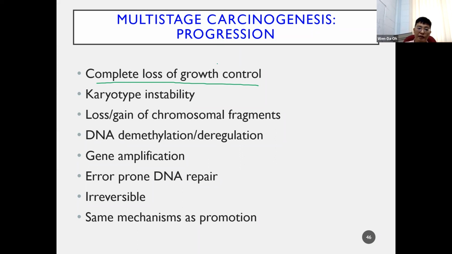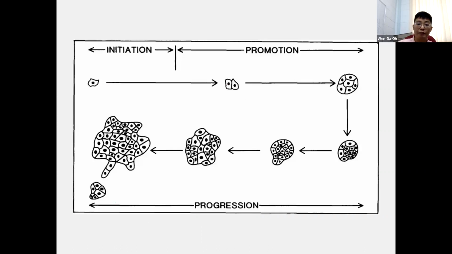Sometimes there is karyotype instability, which means that your chromosome is actually dividing in a way that it is not consistent, right? You may have loss or gain of chromosomal fragment, DNA demethylation, deregulation. During this progression stage, your gene can be amplified. You have DNA damage, okay, which cannot be repaired. It can be irreversible, and progression is the same as promotion, right?